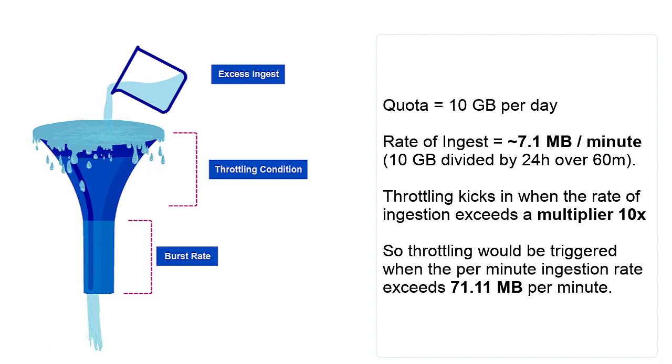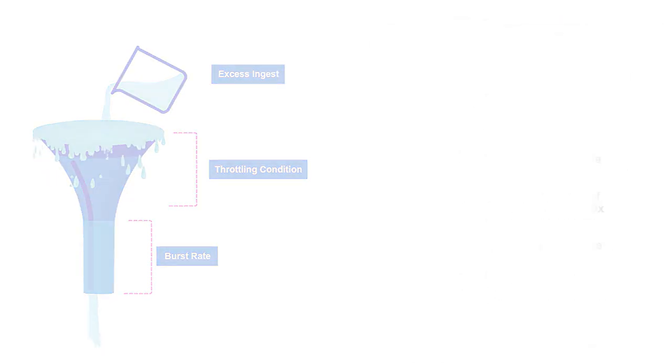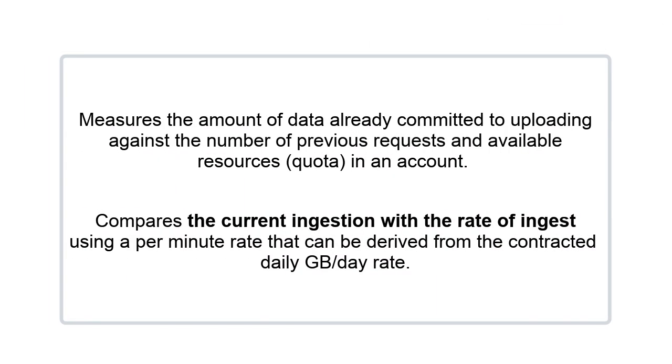For instance, the multiplier in this 10 GB per day account would be 10, and throttling would be triggered when the per-minute ingestion rate exceeds 71.11 megabytes per minute. Throttling is enabled across all collectors in an account. Sumo Logic measures the amount of data already committed to uploading against the number of previous requests and available resources, the quota, in an account.